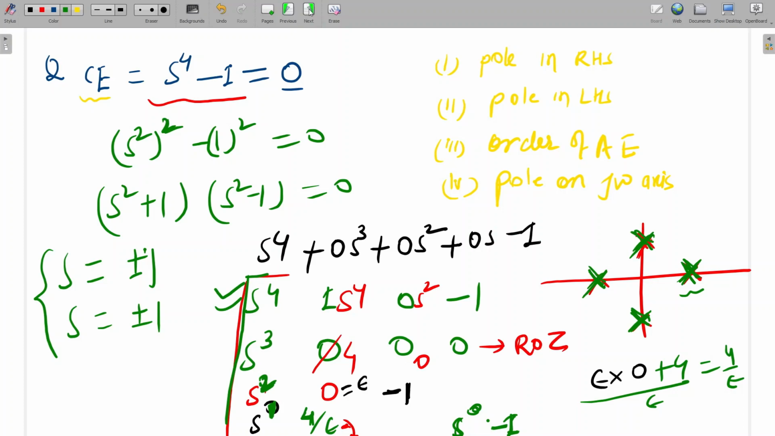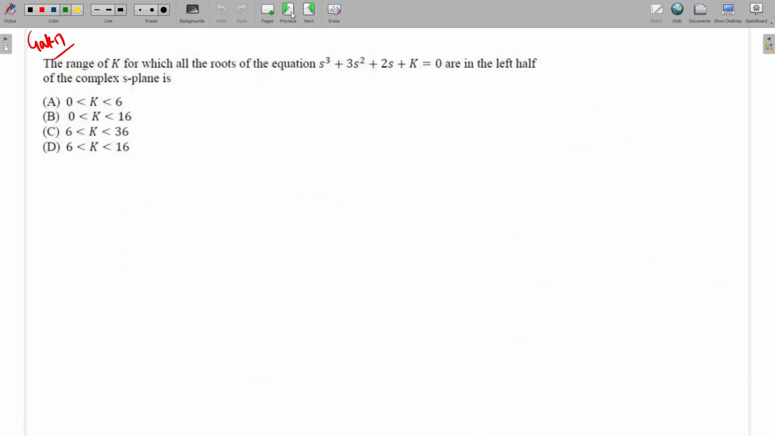Okay. So now based on this only, like this question is easy only, we can do. What will be the answer? The k should be greater than 0. All coefficients should be greater than 0, and the internal product should be greater than the external product.